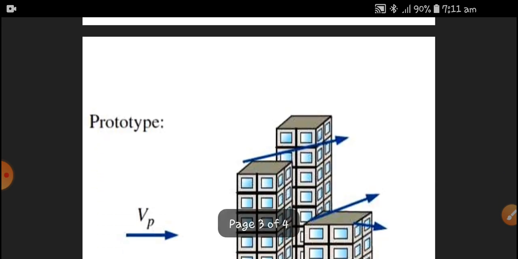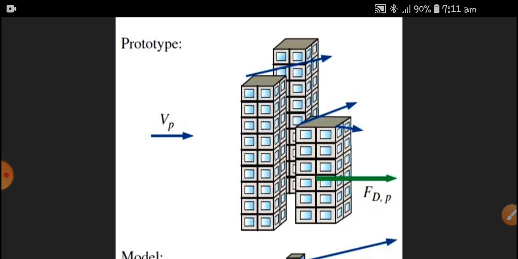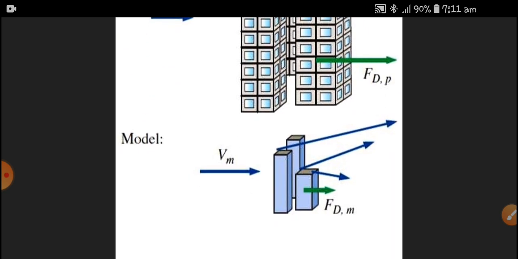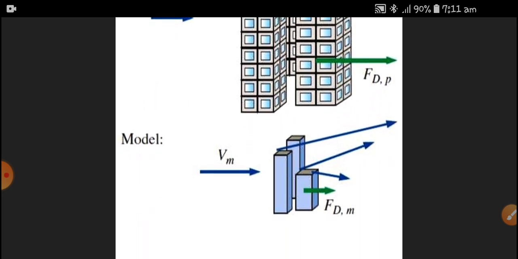So, for your better understanding, you can see a prototype. This is a prototype, and this is a model. An actual replica of a component is a prototype, whereas a small scale one is a model. We use a small scale in order to make our calculations better, as well as to reduce the time and the cost involved in the testing process. So we are using these models for the analysis.